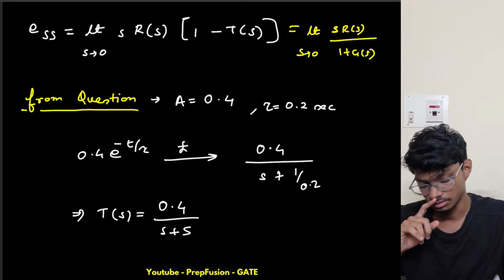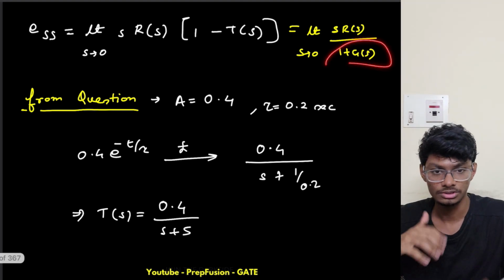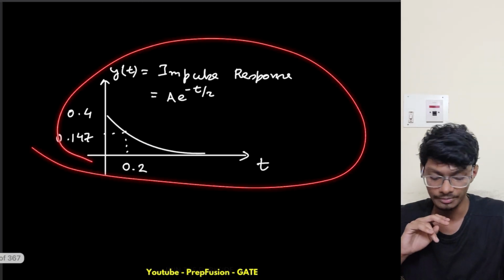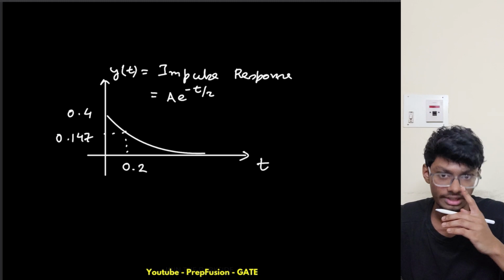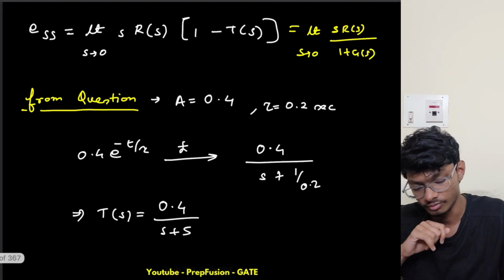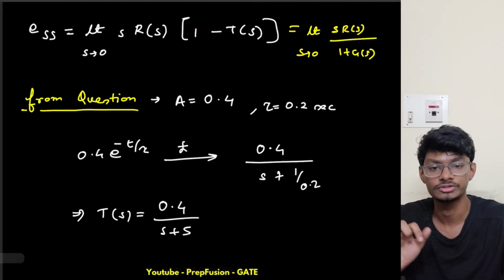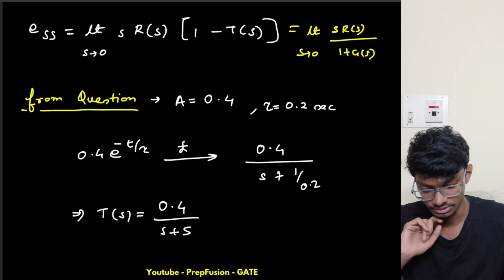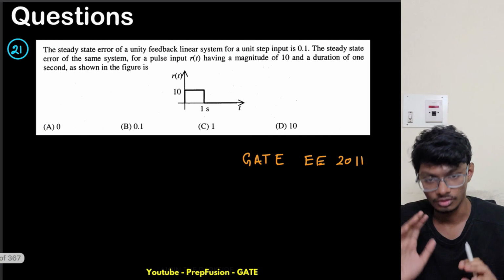But I don't want to do this because I have no information about g of s, but I have information about the impulse response, that is the t of s, right? T of s I know, so I want to use this formula only. So just be careful which formula you want to use and which you don't want to use, right? So yeah, that one was this one. Now let's solve another question.